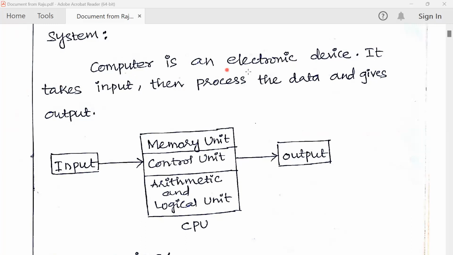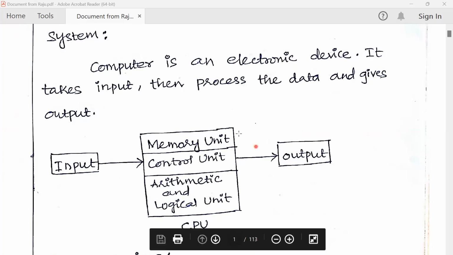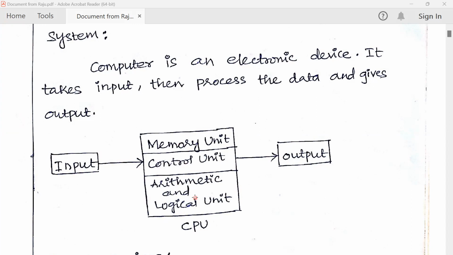So what is meant by a computer? A computer is an electronic device. It takes input, processes the data, and gives the output. Now you can observe the block diagram of the computer. In the block diagram, it majorly consists of input and output, a control unit, a memory unit, and an ALU. This is called the arithmetic logic unit.